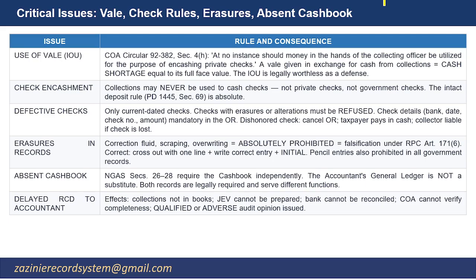Warning 4. Erasures of any kind in official records, by correction fluid, scraping, or overwriting, constitute falsification under Article 171 of the Revised Penal Code. Warning 5. The absence of a collector's cash book means there is no independent running record, and the accountant's general ledger is not a legal substitute for it. Next slide.